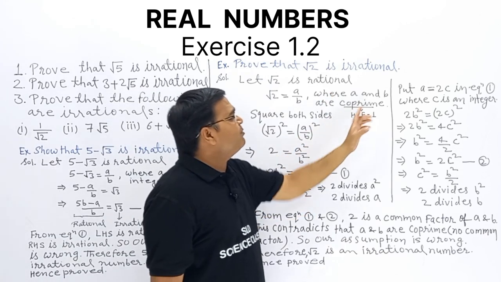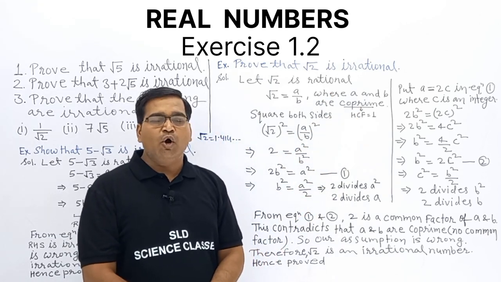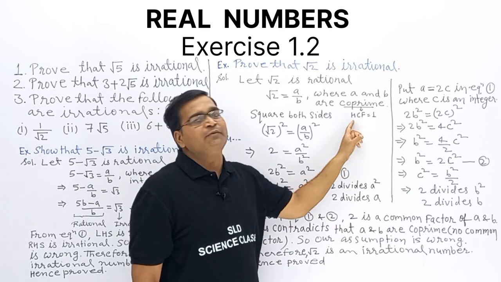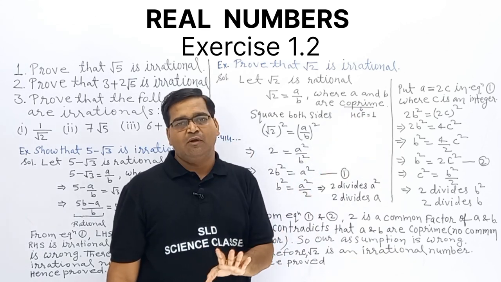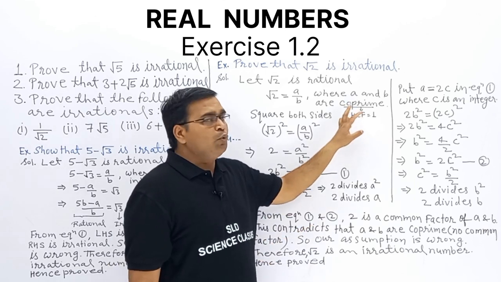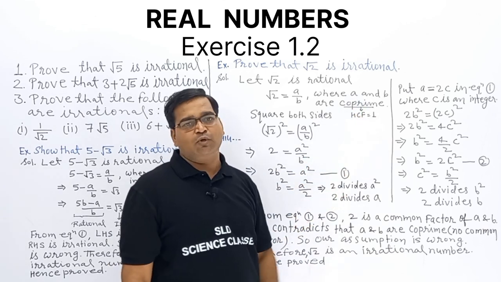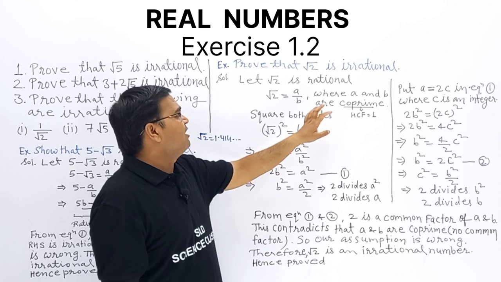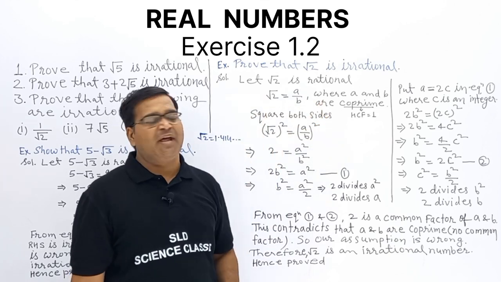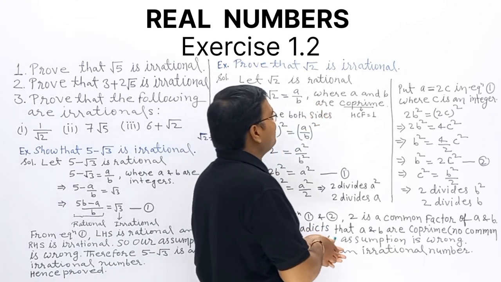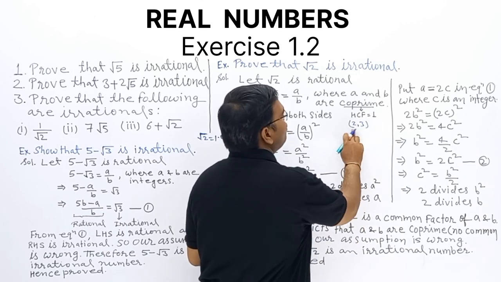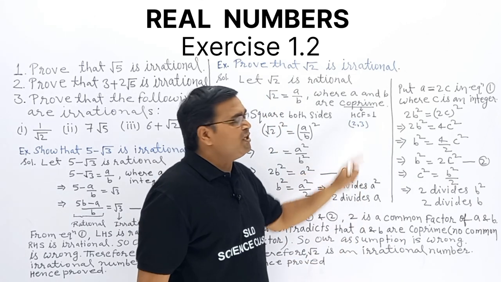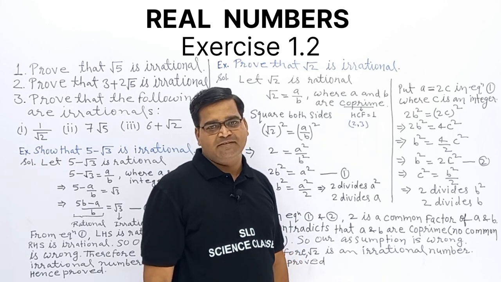And coprime numbers are what? Those numbers which have HCF equal to 1. We already discussed HCF. So if two numbers have HCF equal to 1, then we can say both numbers are coprime. Examples of coprimes are 2 and 3. 2 and 3 both are prime numbers.